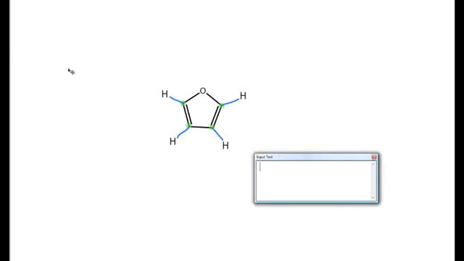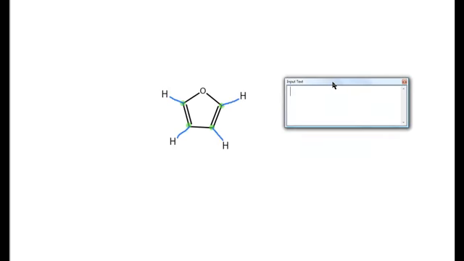Let's try and figure out what our condensed representation, not so good, not so easy to do with a ring type structure like this. Let's just go ahead and figure out what our molecular formula would be. I have 4 carbons, C4. I have 4 hydrogens, H4, and an O. And there you have it.